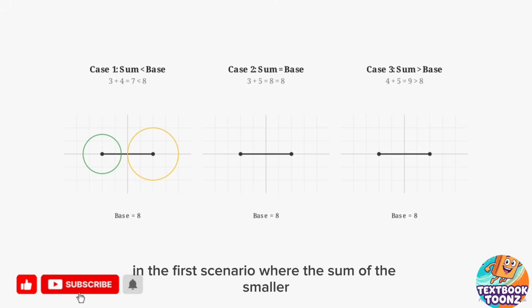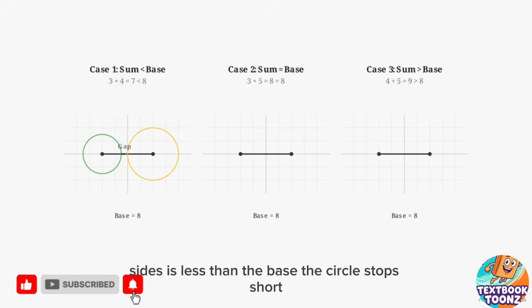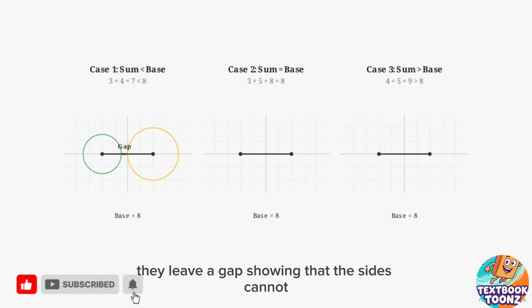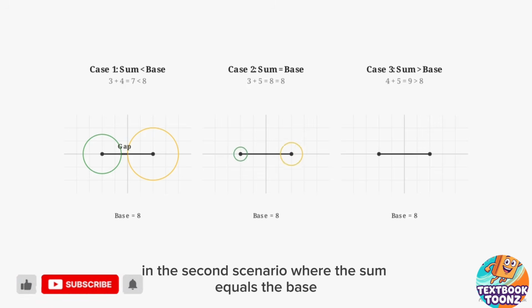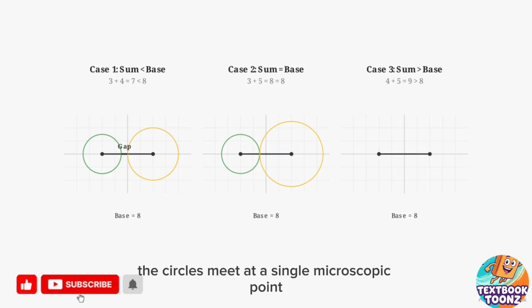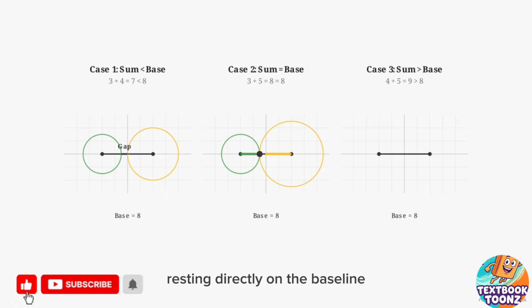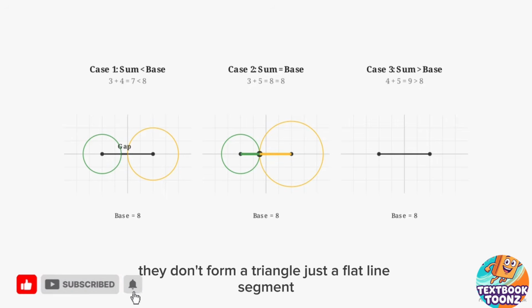In the first scenario, where the sum of the smaller sides is less than the base, the circles stop short. They leave a gap, showing that the sides cannot reach each other to form a third vertex. In the second scenario, where the sum equals the base, the circles meet at a single microscopic point, resting directly on the baseline. They don't form a triangle, just a flat line segment.